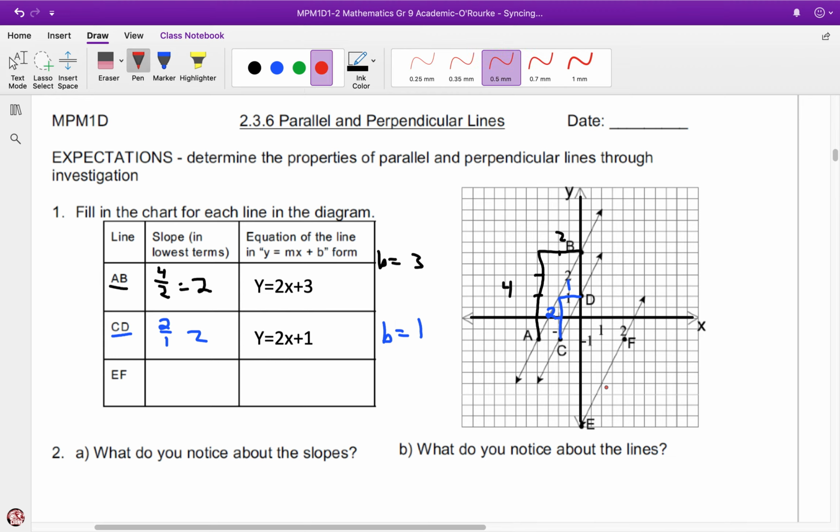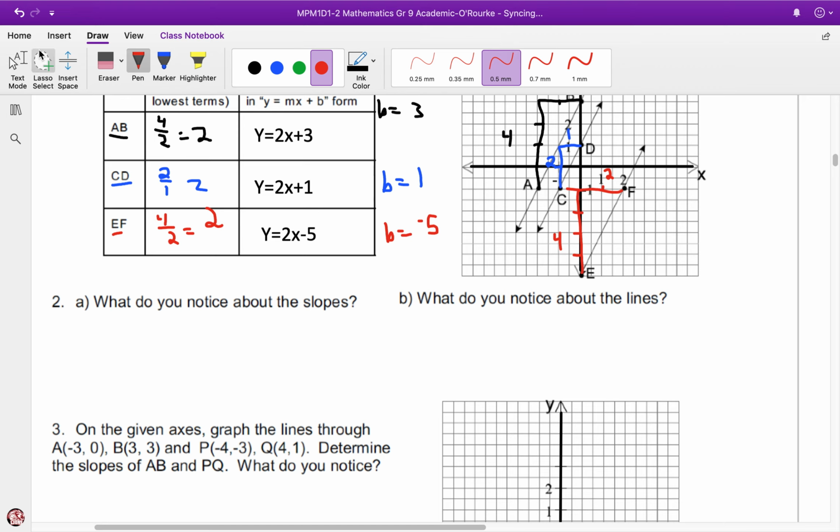And lastly, let's go to the red, up and over, and I'm going to go up 1, 2, 3, 4 again, and over 2. So once again, we're 4/2, which simplifies to 2/1. My b value in this one is going to be, what is that? 1, 2, 3, 4, negative 5. So my equation is going to be y equals 2x minus 5.